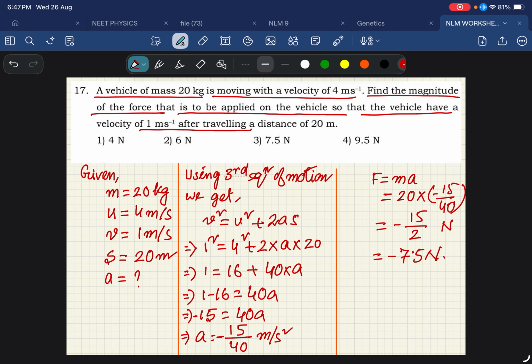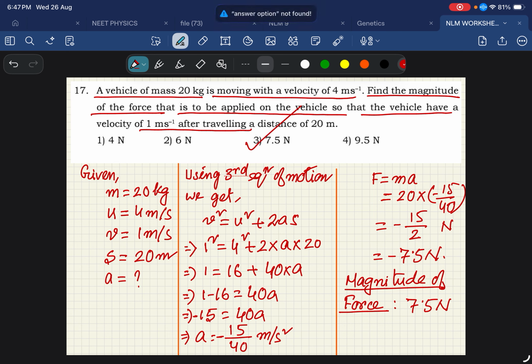Now again, in the options, minus 7.5 is not there. What does it mean? It clearly means that they're asking for the magnitude of force, and as we all know, the magnitude of a force cannot be negative. So the answer should be 7.5 Newton. So the correct answer is option number 3. I hope you have understood.